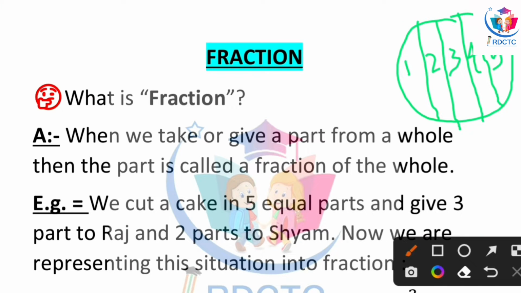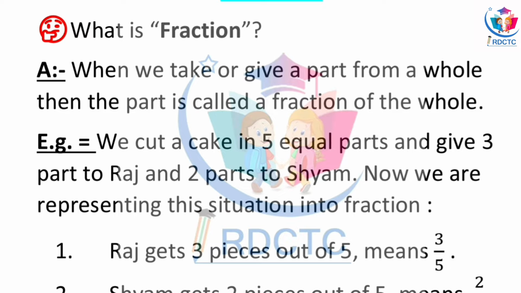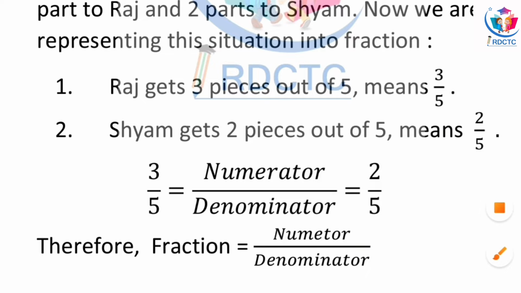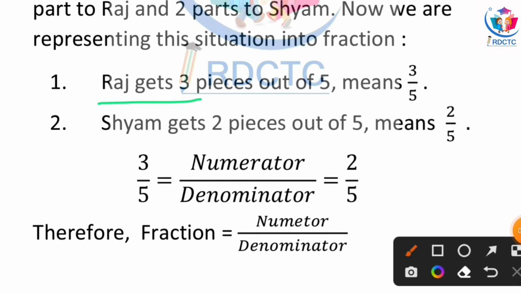From these 5 parts, we give 3 parts to Raj and 2 parts to Sham. Now we are converting this situation into a fraction. How could I represent this situation as a fraction? Raj gets 3 pieces out of 5, means 3 by 5. 3 by 5 means 3 out of 5.